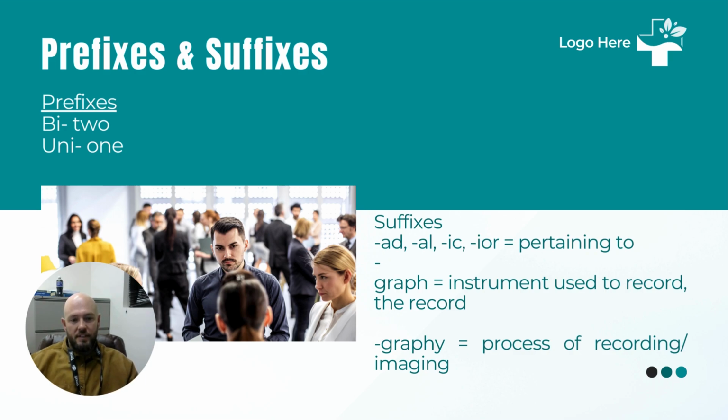Suffixes. If you see the suffix at the end of the word, ad, al, ic, ior, is pertaining to. And graph would be an instrument used to record. Graphy is the process of recording. And gram is the actual record. So, like, radiograph is the instrument to shoot an X-ray. Radiography is shooting the X-ray, and then the radiogram would be like the X-ray, actually the image itself.